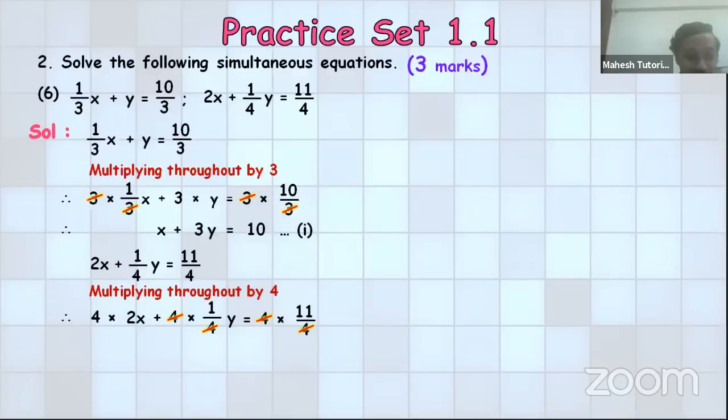So what we are left with is 4 into 2x. 4 2s will give me 8x. Y अकेला बच गया. And इस तरफ constant में we are left with 11. So the equation would become 8x plus y is equal to 11. Now, since this equation is in its basic form, we number this equation as equation number 2. So now students look at equation 1 and 2. अब हमारा काम simple है because इन equations को कैसे आगे solve करते हैं we are very well aware of it.